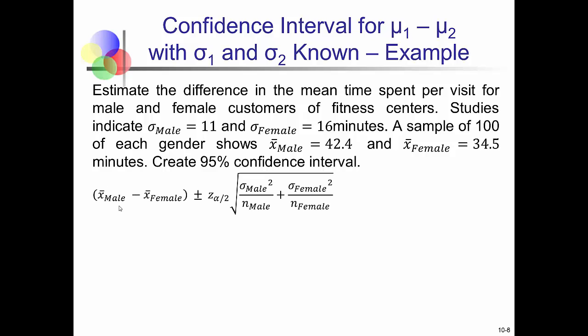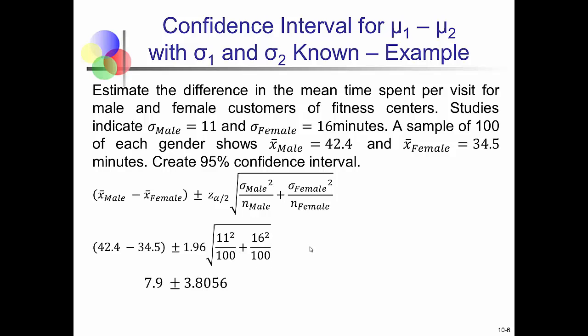So we're going to do the sample mean of male minus female, plus or minus a z-critical value associated with a 95% confidence level, times the standard error, which would be the variance for male divided by the sample size for male, plus the variance for female divided by the sample size for female. So plug in what we know. Men spent on average 42.4 minutes in the sample and 34.5 minutes for females. Our z-critical value for a 95% confidence interval is 1.96. Our standard deviation was 11 for men, so we put in 11 squared, 16 for women, so 16 squared, and each of those had a sample size of 100.